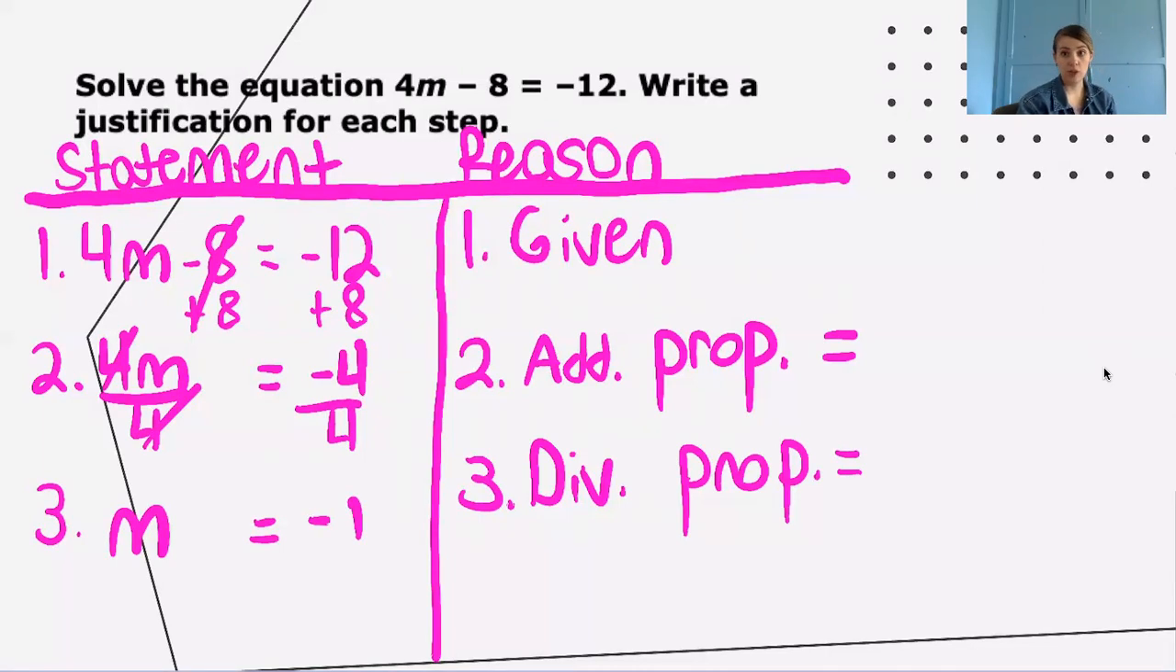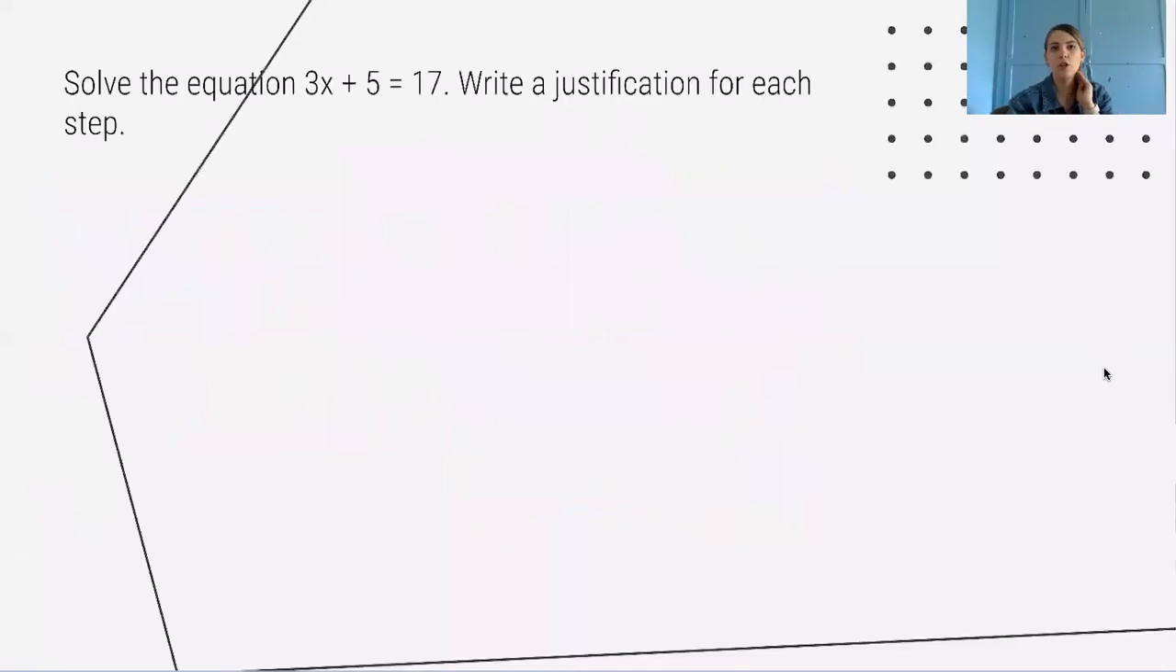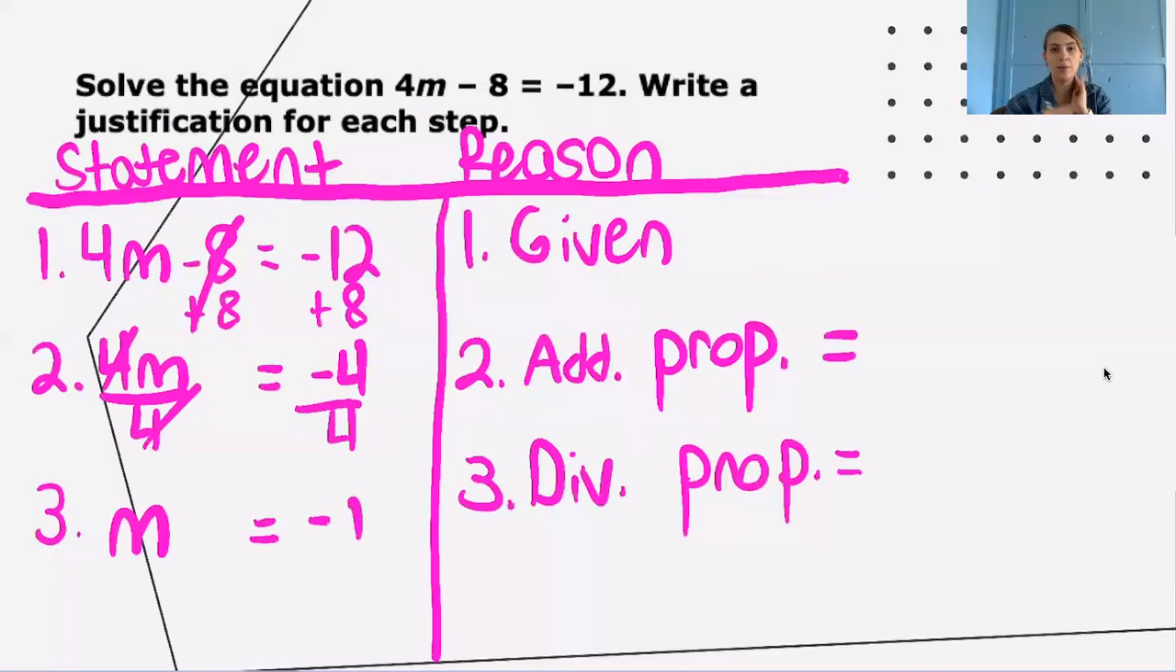Now what you're going to do is on the video, it's going to give you the option to draw on your screen. You're going to do one yourself. Solve the equation 3x plus 5 equals 17 and write a justification for each step. It should look like what I just did on the last slide. Go ahead and try.